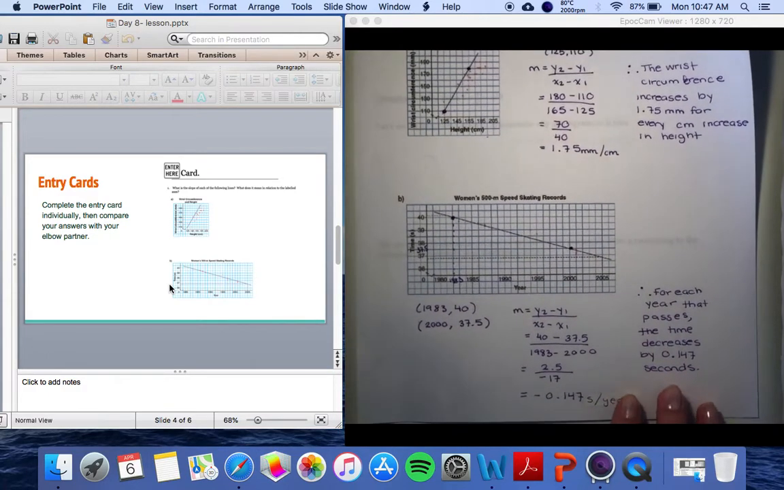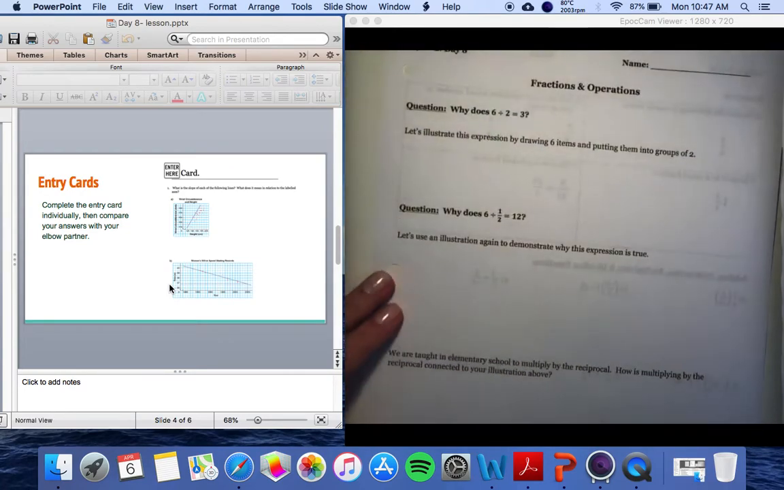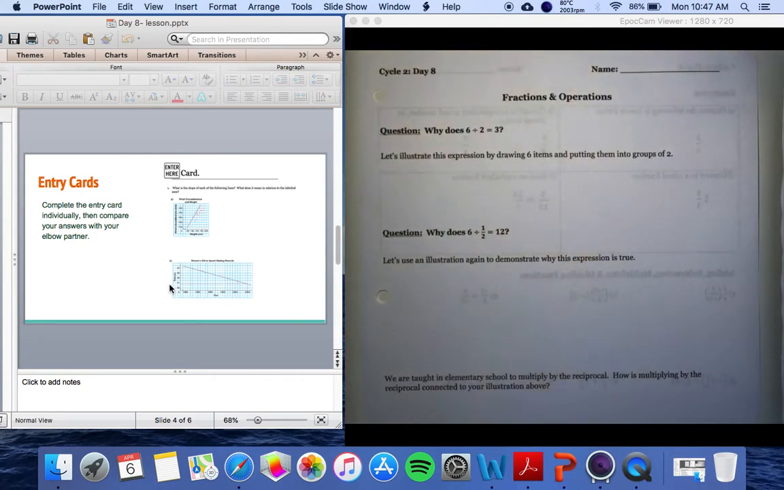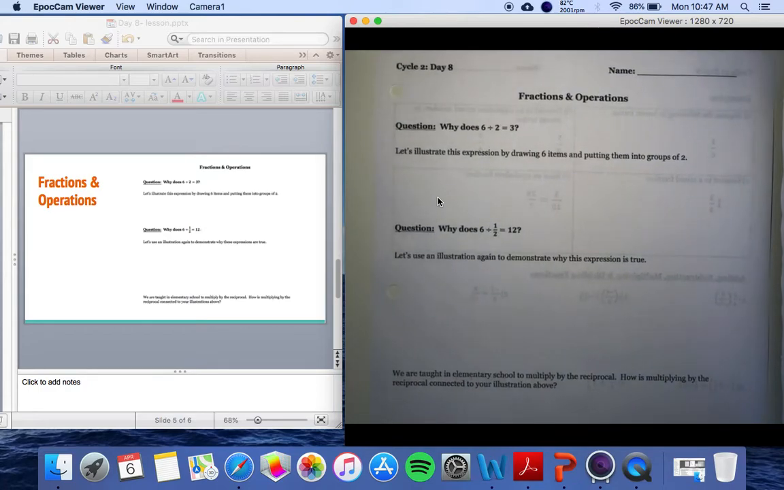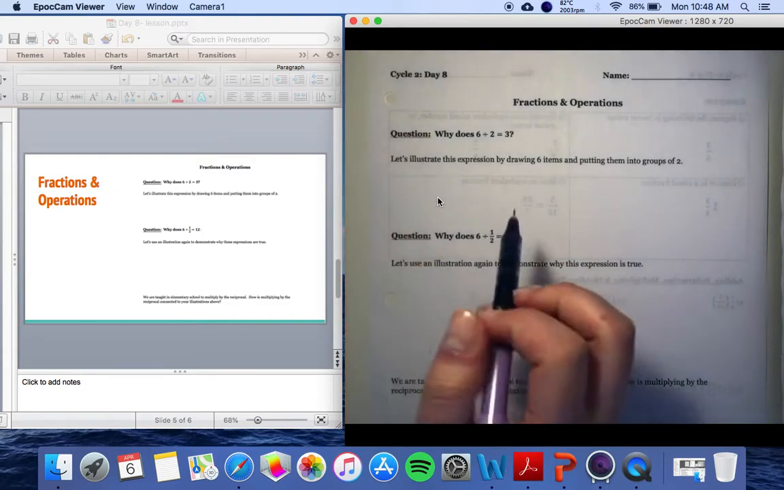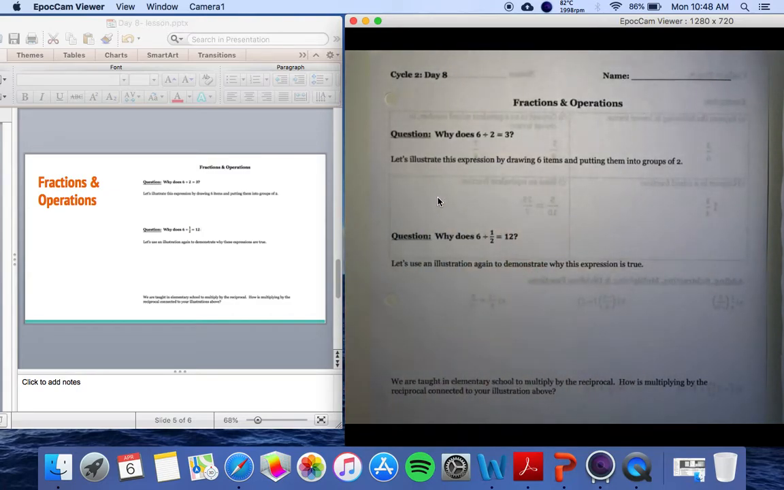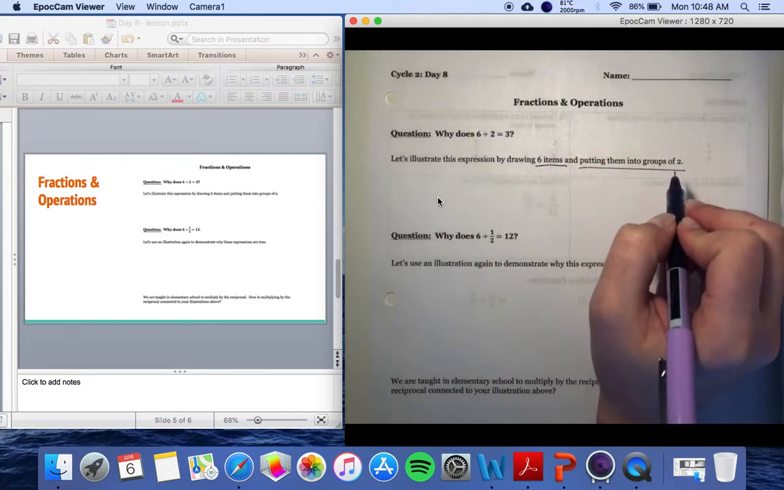Okay? So now that we are done with our entry card, what I would like you to do is to please, if you're able to, print off this next handout. If not, copying it down on a blank sheet of paper is perfectly fine. What we are going to do now is just complete this handout here. And this should technically be a review from way back in the semester when we started looking at fractions. Okay, so what we're going to do first is just illustrate the expression of 6 divided by 2 equals 3. So we're going to illustrate this by drawing 6 items and putting them into groups of 2.